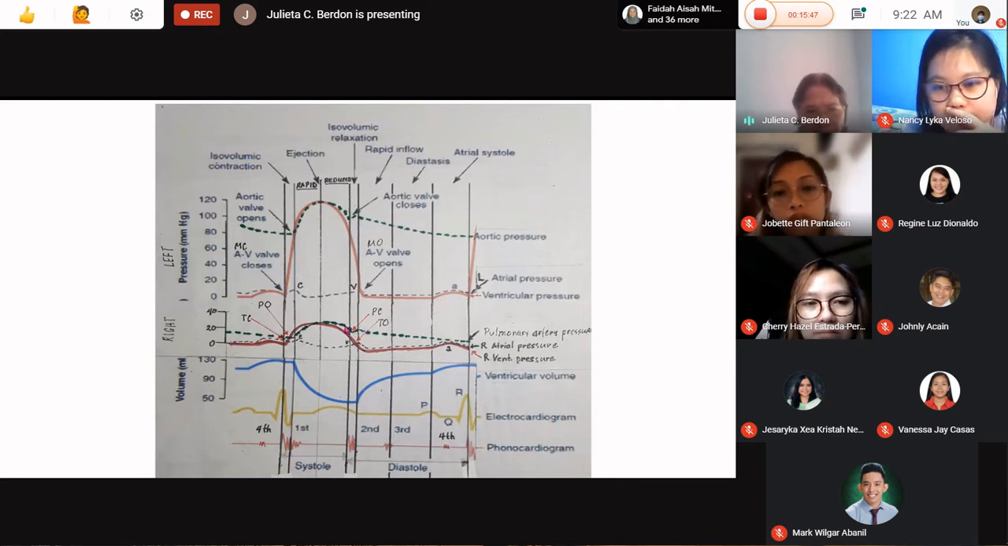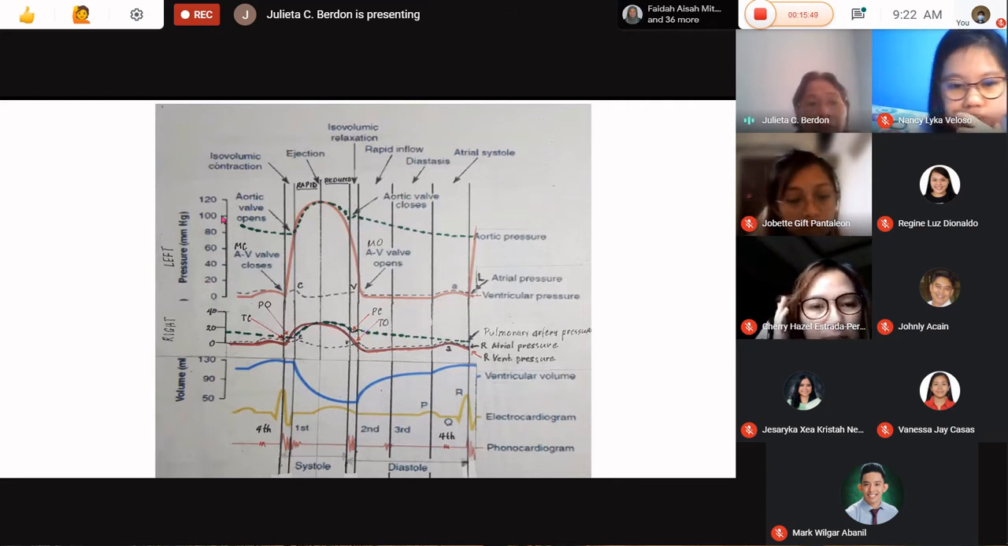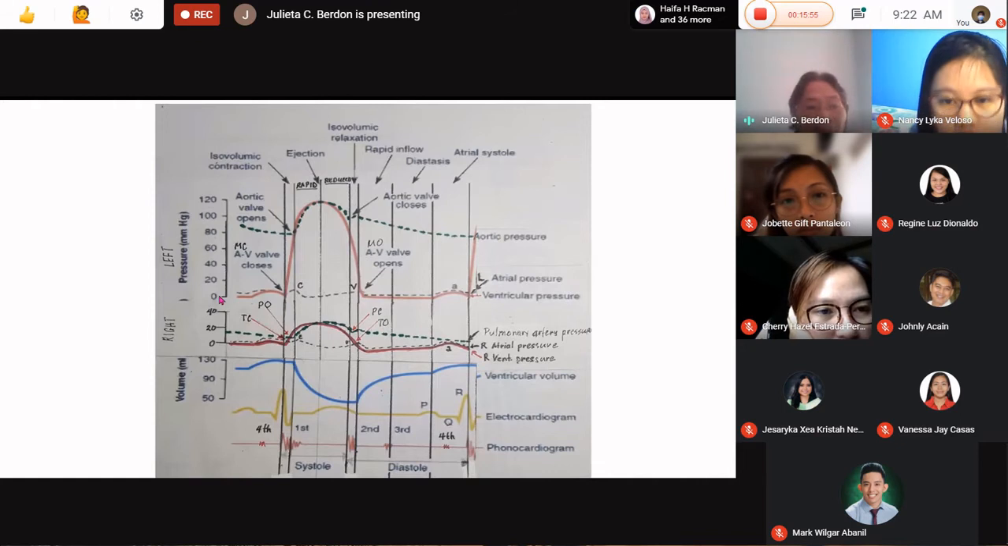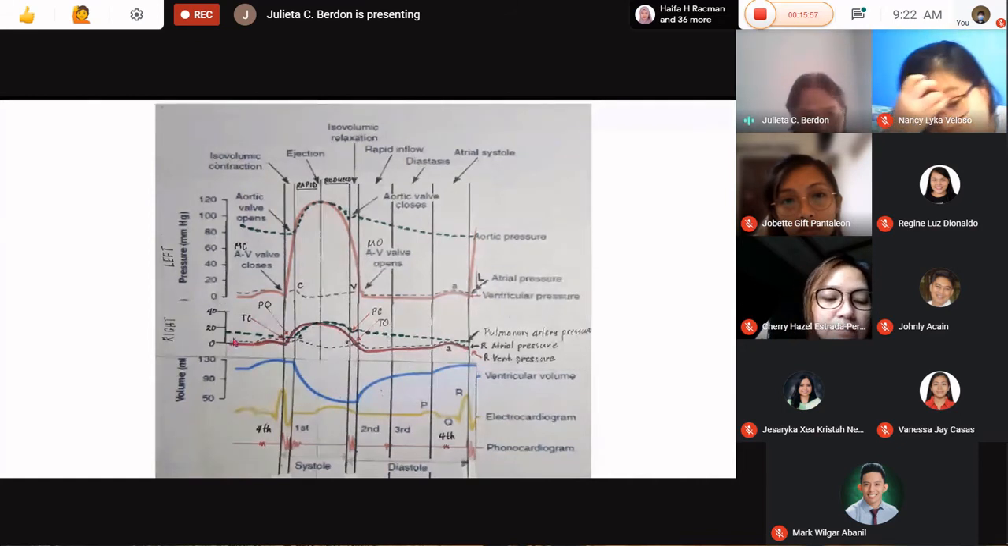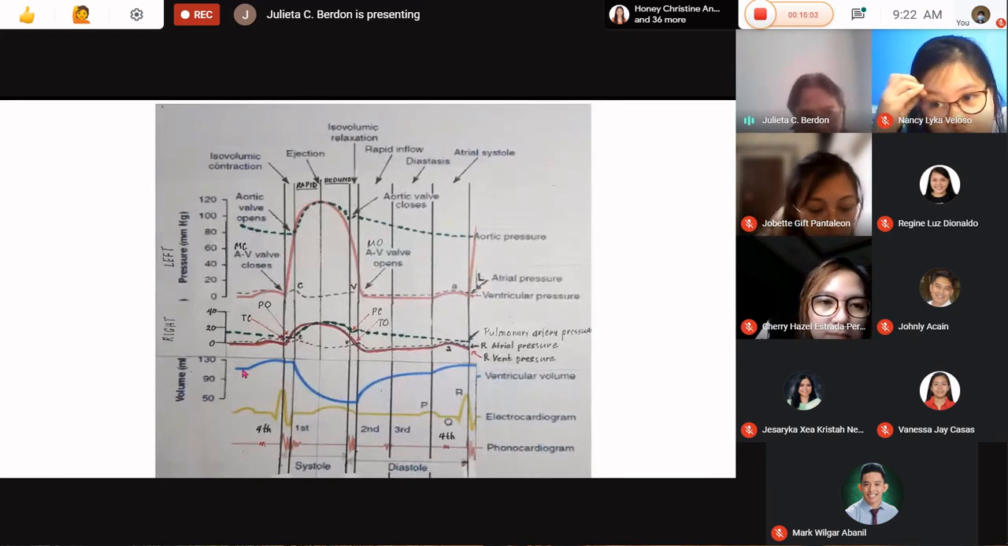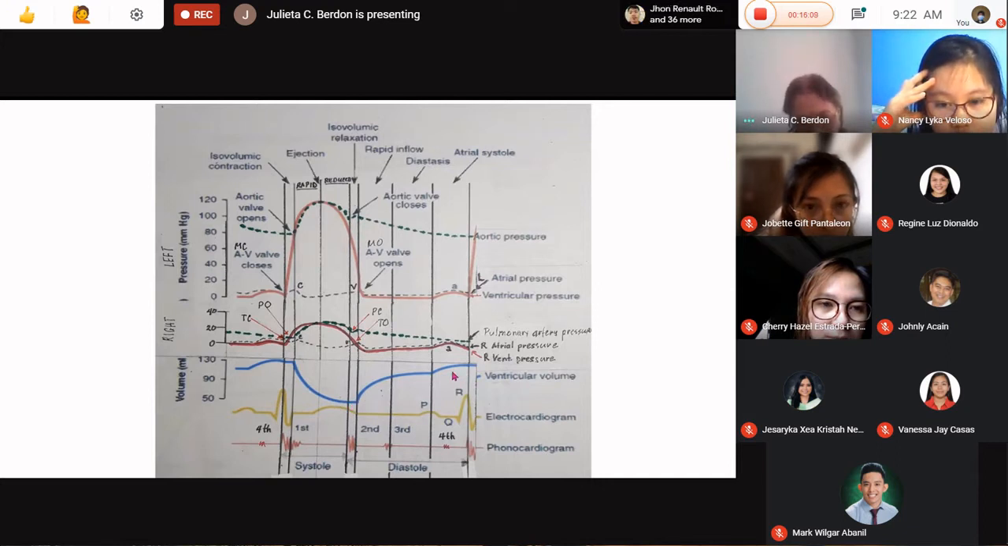Here you have pressures, right? And this one is also pressures of the right side. This will be your lungs also. And then this will be of your left side. And this blue one is your volume of the left ventricle. And then you have the ECG tracing here.